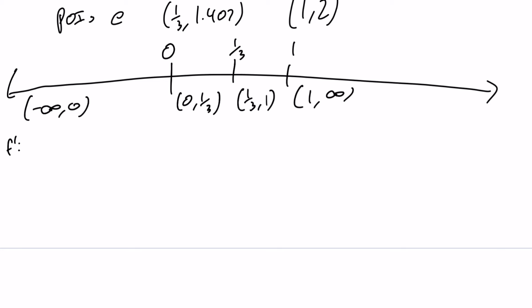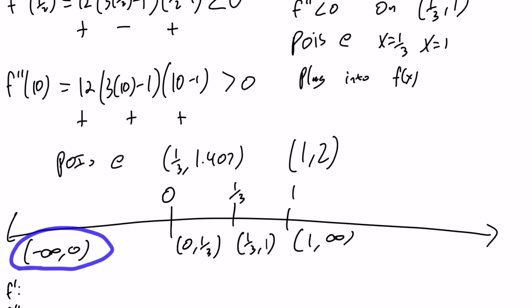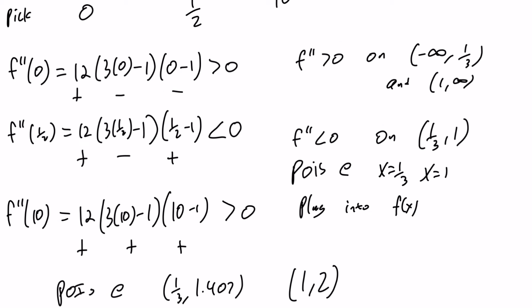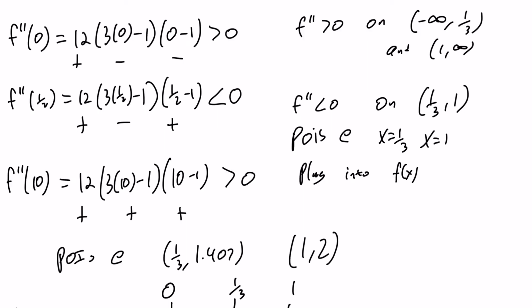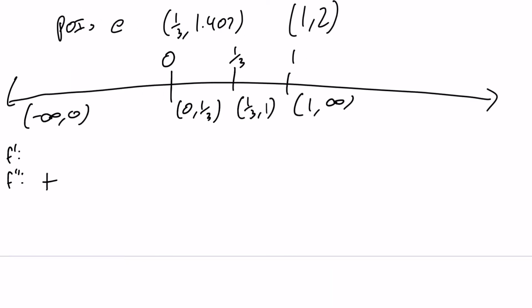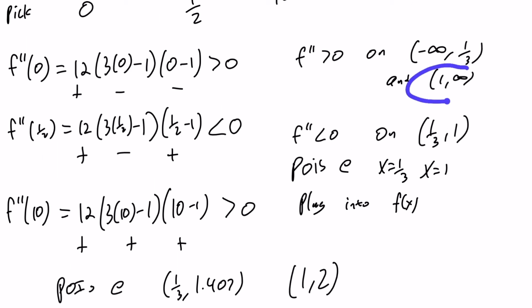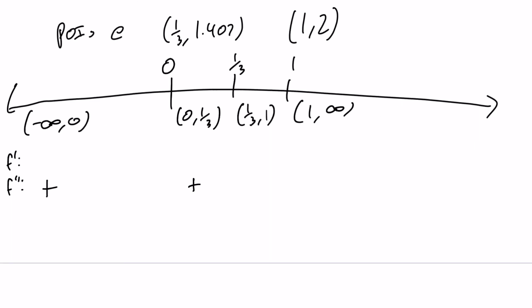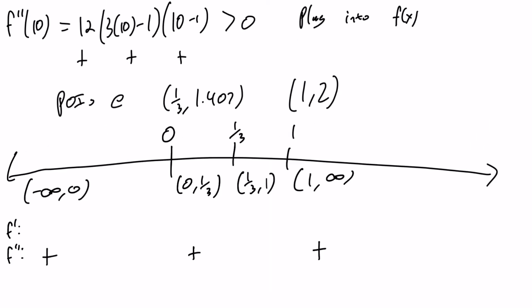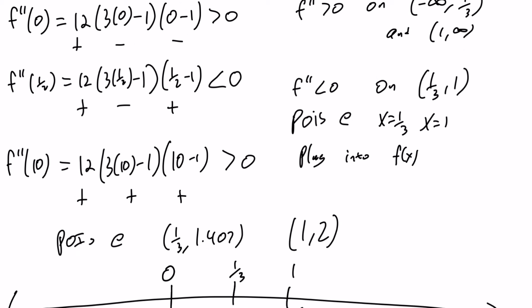And now that we've done that, we're going to analyze the first and second derivative on all 4 of these intervals. Let's take a look at this interval here from -infinity to 0. What is the second derivative doing? Well, the second derivative is bigger than 0 on -infinity to 1/3. So the second derivative is bigger than 0 here and here. The second derivative is also bigger than 0 on 1 to infinity. So that means the second derivative is bigger than 0 there. But on the interval from 1/3 to 1, the second derivative is negative.